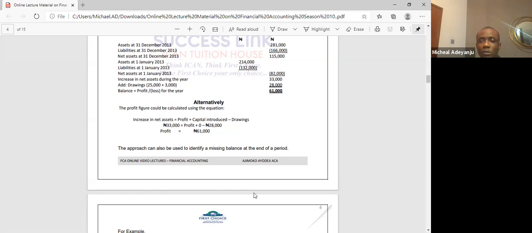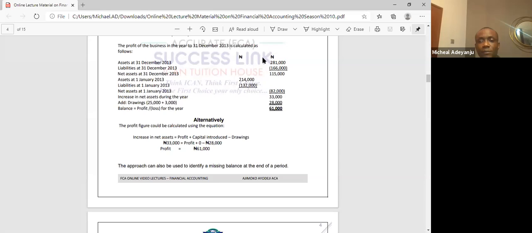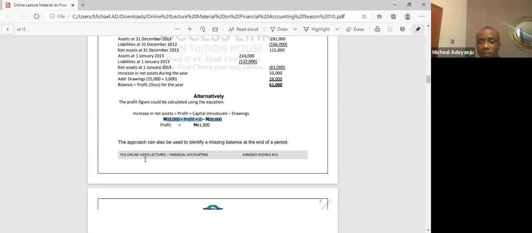The alternative method is also this method, increase in net asset 33,000, but then you want to ask how did we get this 33,000? So that is why it is better to solve it in this method before we even go to this shortcut. We don't know our profit, our capital introduced is 0, and we have our drawings to be 28,000. Then by the time we collect like terms here, we determine our profit. So it's as easy peasy as it is.